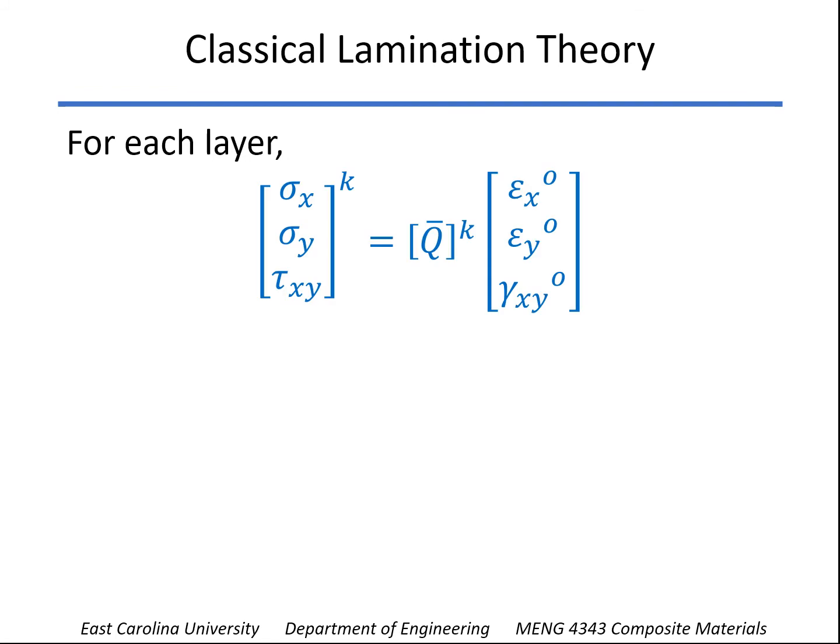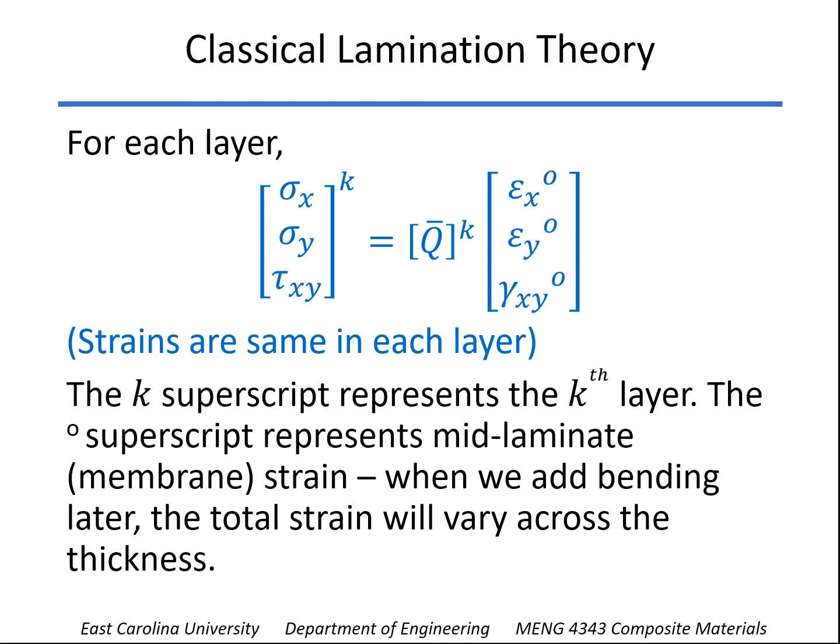For each layer we have the stress-strain relations that we looked at last time. And you notice in this case we're going to call it layer K, and the subscript 0 on there represents the midplane, or sometimes called the membrane strain. Now, that means for our symmetric laminate that's subjected to in-plane loading, the strain is going to be the same in every layer. But when we add bending later on, of course, the strains are going to vary from top to bottom of the laminate. So again, the 0 just means it's the midplane or membrane strain.